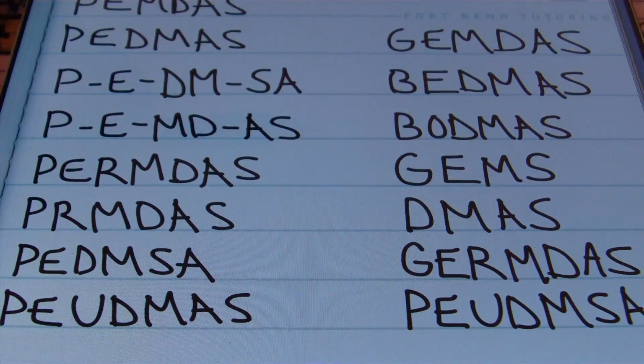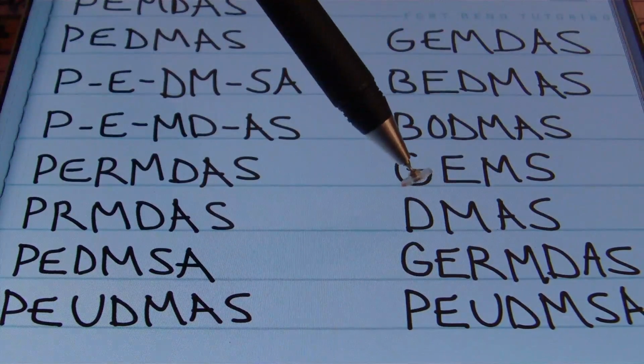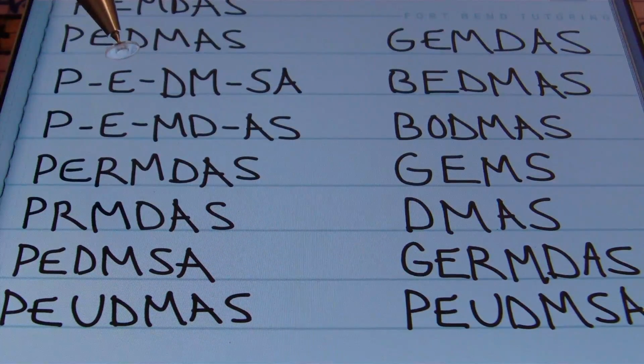All right, there you have it. So they just simplified the GEMS. And then this one is just DMOS. I guess you just forget all about the parentheses and stuff. But anyway, as you see, there you go. Different mnemonics that are used.